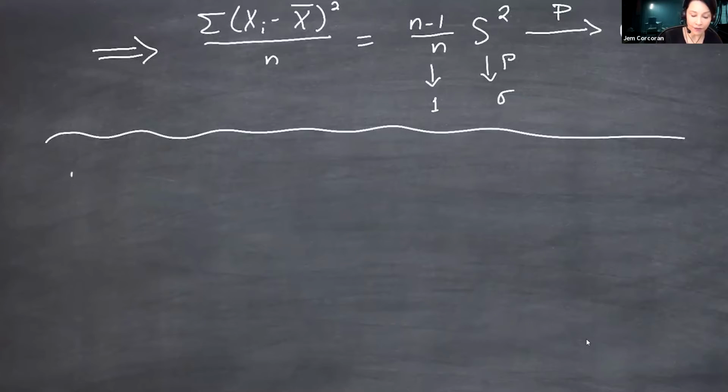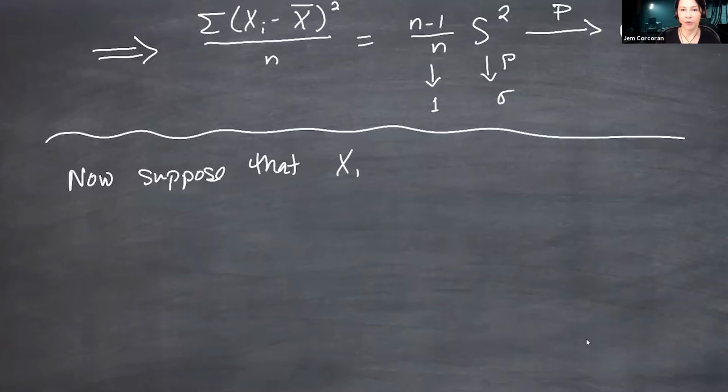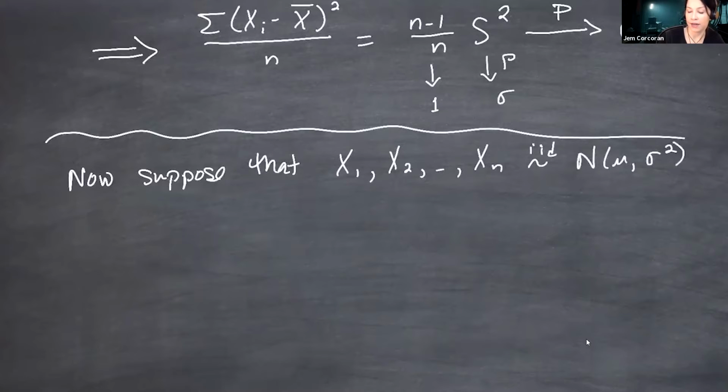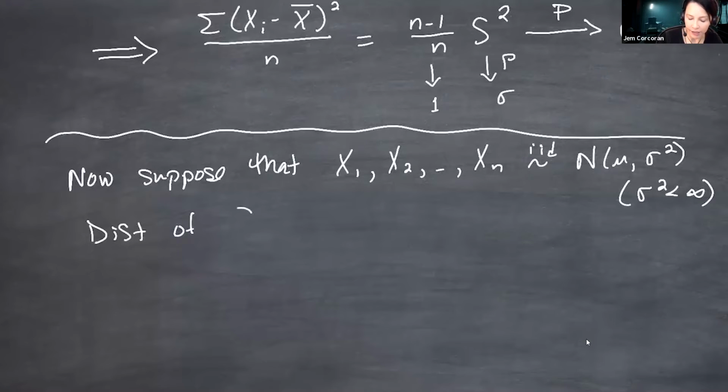So now I want to suppose that, and we're going to need this all over the place for what's coming up, which is hypothesis testing and confidence intervals. So suppose that x1, x2, and so on are IID, and now they're normal with mean mu and variance sigma squared, and assume that sigma squared is finite. I want to find the distribution of S squared.